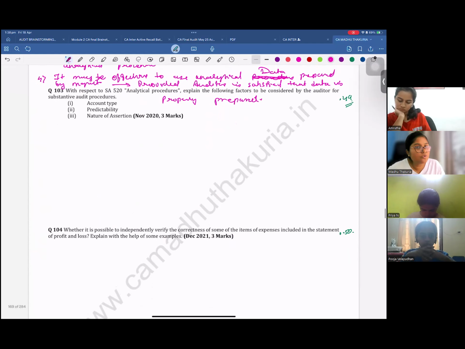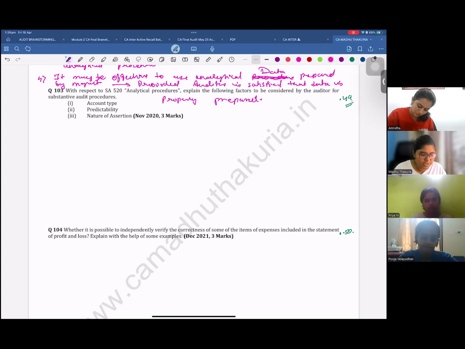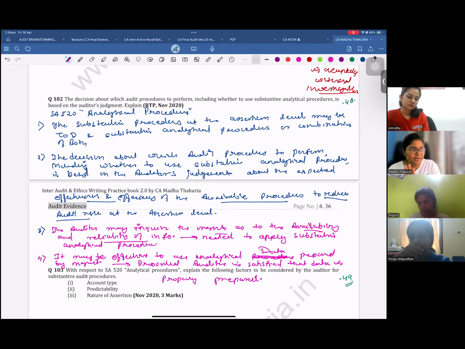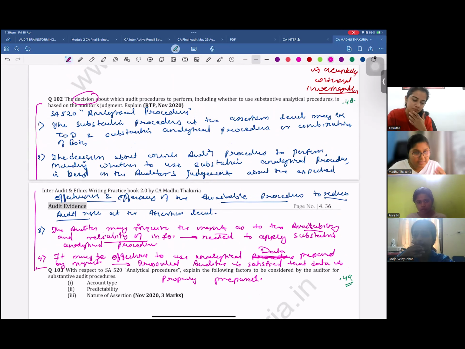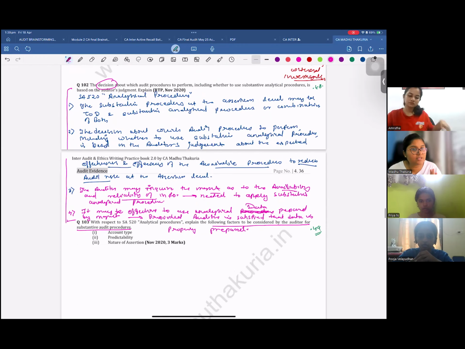Now, there is a topic in your book which is called factors to be considered by auditor for substantive audit procedure. Do you have this topic, guys? Substantive analytical procedure, under which? Yes, ma'am. So please understand, this is one single topic called substantive analytical procedure, under which first your decision topic is there where you write these 3-4 points, right? Then you go under the layer of this topic where they ask you a question on factors to be considered by auditor for substantive audit procedure. So it's the same topic. Under the same topic, you have a factors related question. Are you clear? Both these topics, 102 and 103, are connected.